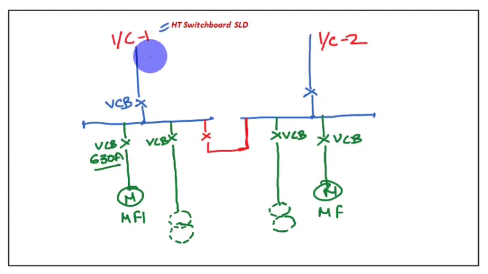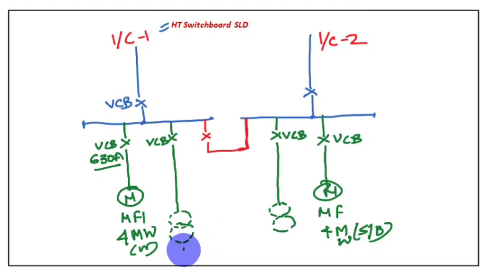Now the bus coupler and incomer you also have to select as per the rating. Suppose this is 4 megawatt. These motors are 4 megawatt each. Say this one is working and this is a 4 megawatt standby. And this is a 2.5 MVA.